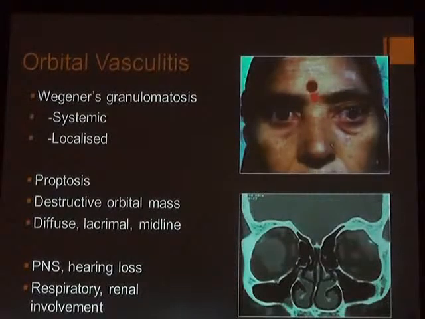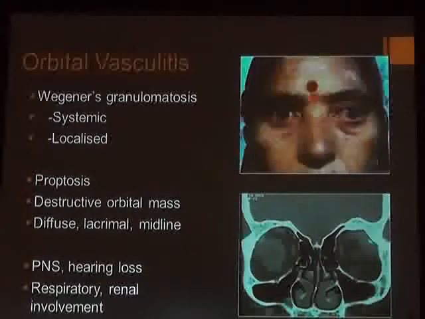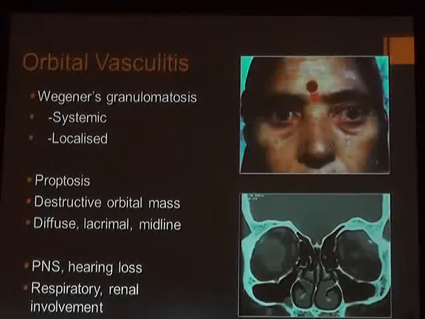Wegener's may be systemic or localized, and in the orbit, it is very often localized. If it is localized, the prognosis is better. There may be proptosis, there may be a destructive orbital mass. A midline lesion is more likely to be destructive, whereas a lacrimal one is more likely to be isolated. There may be sinonasal disease, hearing loss, and other respiratory and renal involvement.